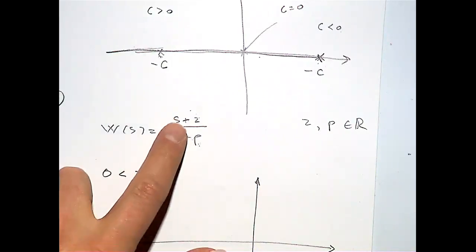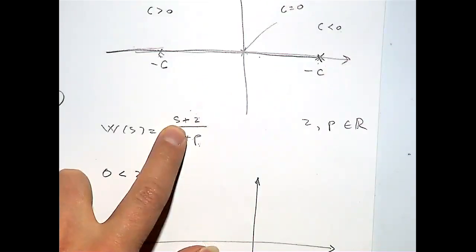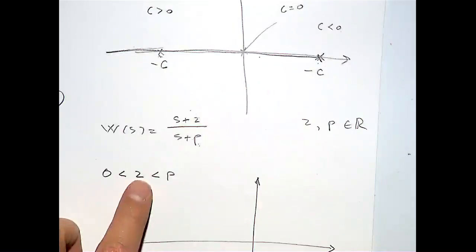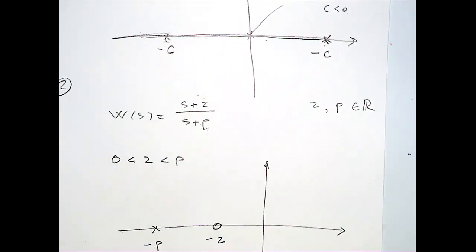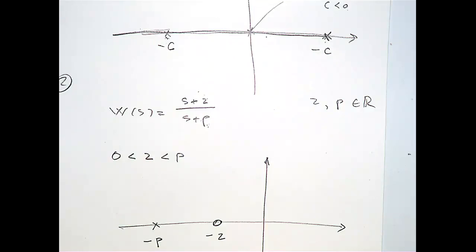So where would be the zero of this transfer function, the open loop zero? It's minus Z. Since Z is smaller than P, the zero would be closer. This is minus Z, this is minus P. The zero is closer to the imaginary axis, right? So what would be the root locus in this case? Well, the root locus will start from the pole, but it would converge to the zero. Because this part of the real axis is not part of the root locus.